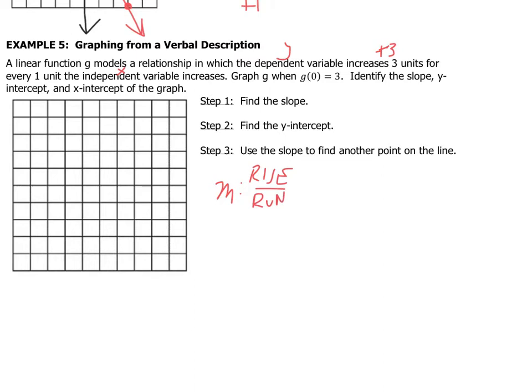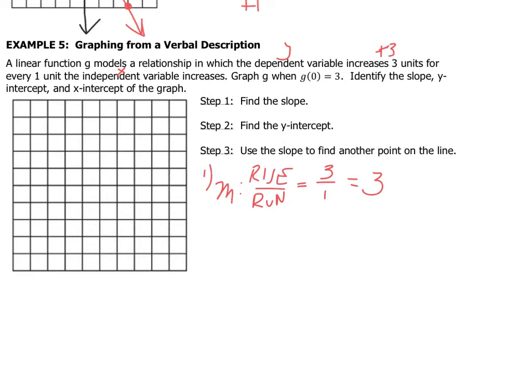So in that first sentence, it talks about how the y's are increasing by 3. Remember, rise rhymes with y's. For every 1 unit that the x increases, so that's a 1, which means that we really have a slope of a 3. So that's step 1.